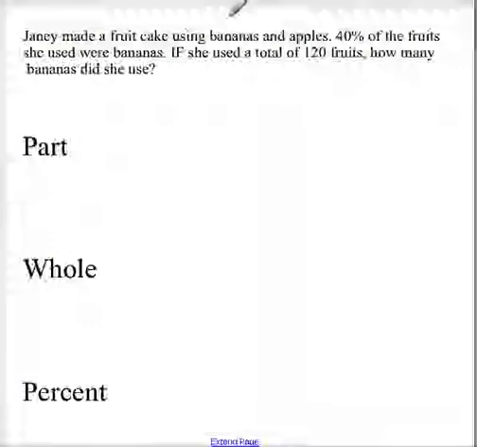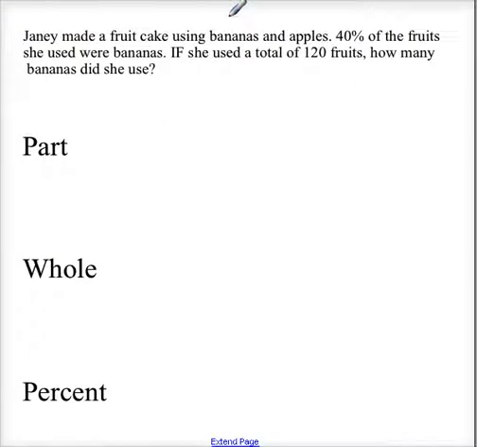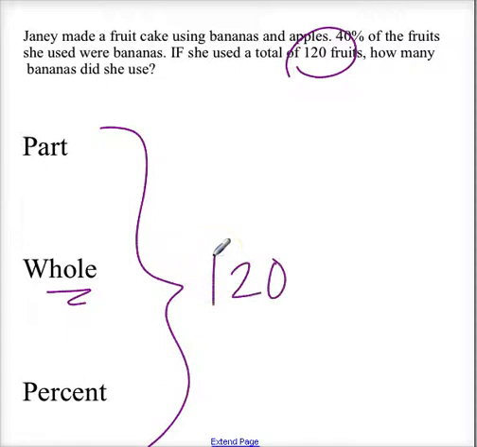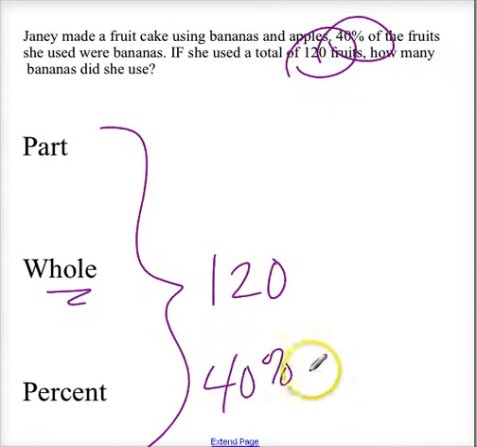Here's an example of a real-life problem you could encounter that deals with percents. Janie made a fruit cake using bananas and apples. 40% of the fruits that she used were bananas. If she used a total of 120 fruits, how many bananas did she use? So you know a couple things. We know the total amount of fruit she used. We call that the whole of our problem. 120 was the total amount of fruit. We also know a percent. She told us that 40% of the fruit she used were bananas.